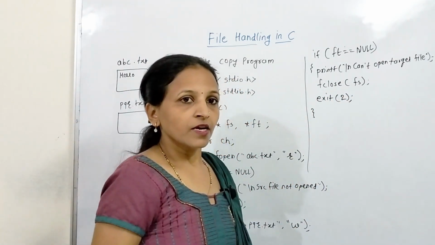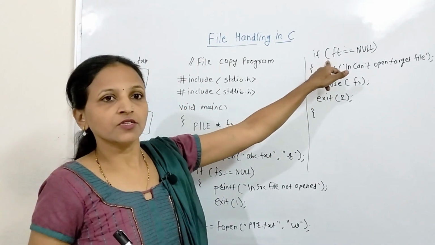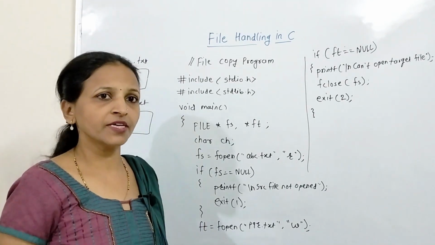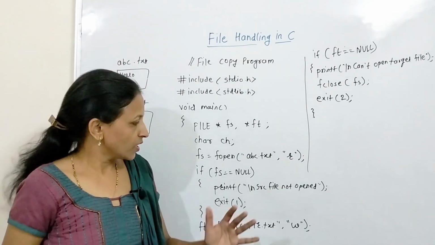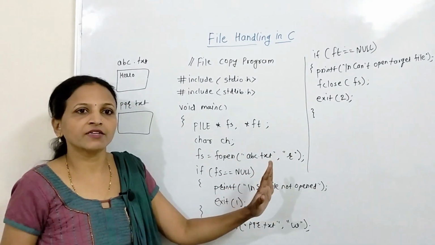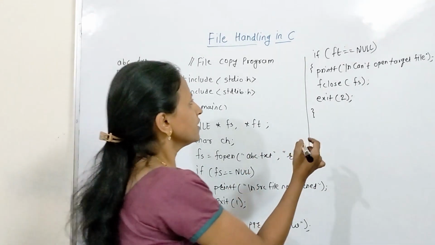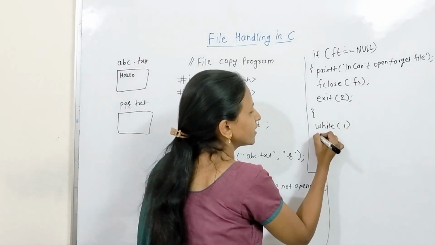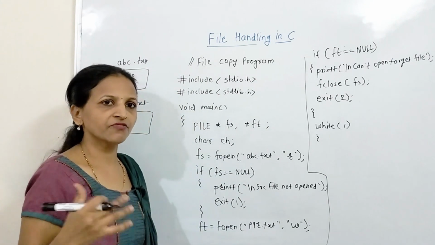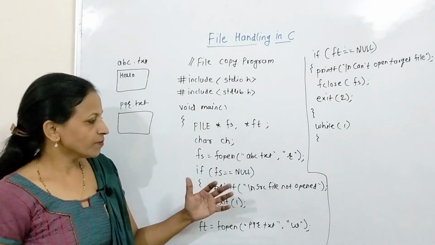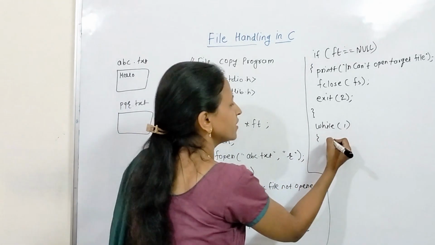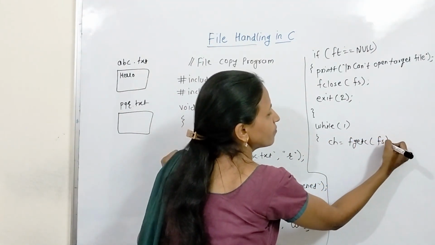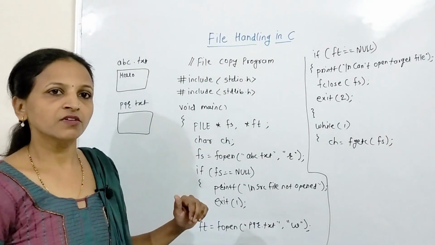Now see, if this is not true, it means the second file, the target file, has opened successfully. Now we can copy contents from the source file to the target file very easily. How? Here we will write while(1), which means an infinite loop. From the source file we have to read one character. We will write ch equals fgetc(fs). Fs means from the source file we have read one character.